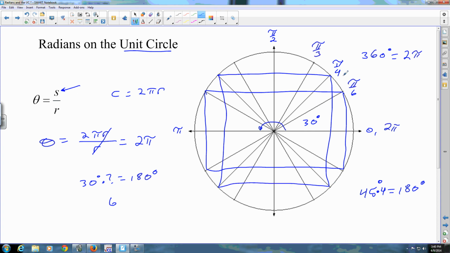Everything here has to be a multiple of pi over 4. And then all these have to be multiples of pi over 3. Whoa, my goodness. My straight lines are less than straight. Okay.